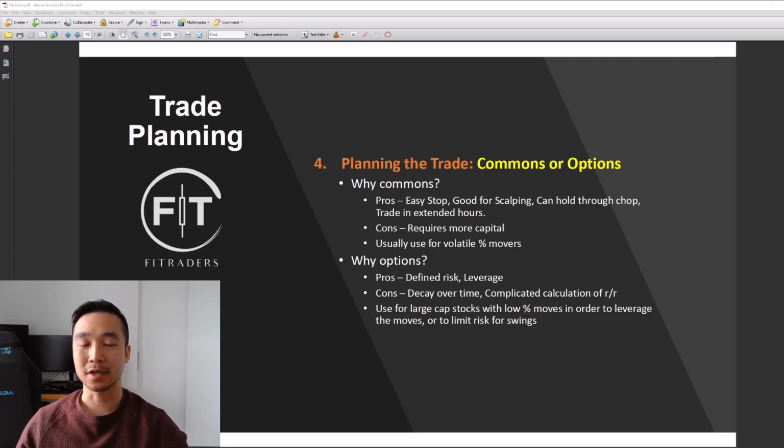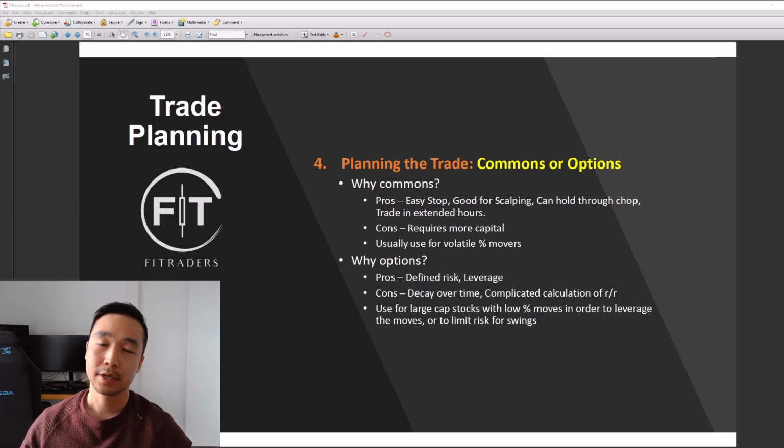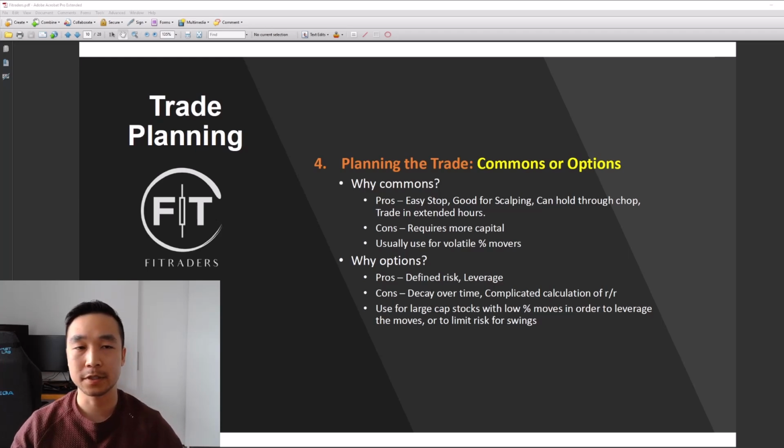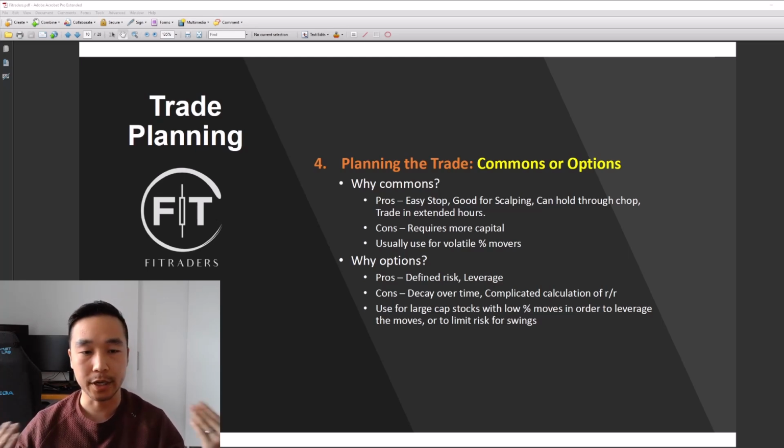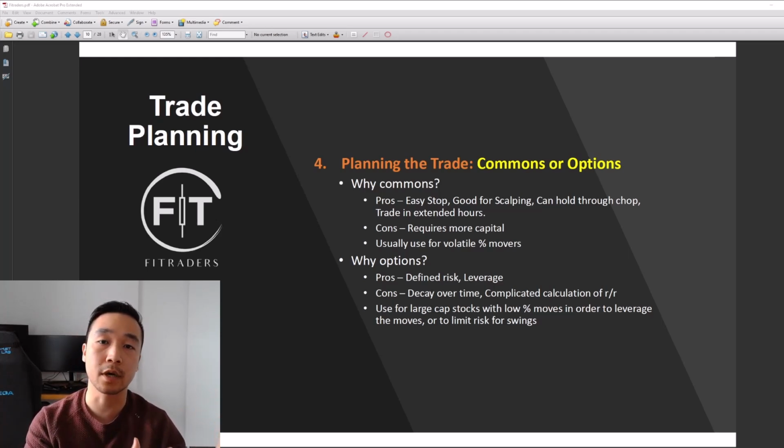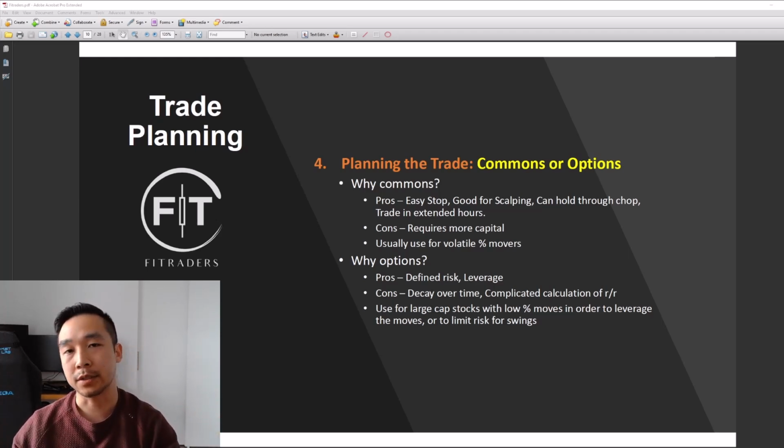Hey guys, in this fourth topic, I'm going to be going over how we plan our trade, whether or not it's through commons or options. For me, I typically use commons most of the time, and there's very specific instances where I'll use options. So in my trading world, about 80% of my trades are with commons, and 20% of my trades are with options.